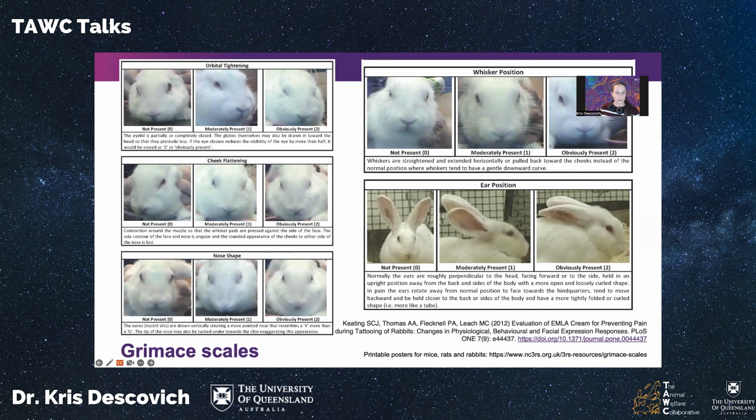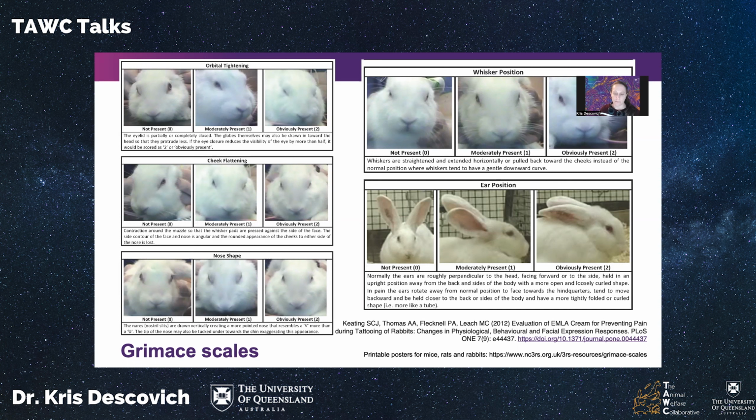Now, they're all different because they're species specific, but you can see for the rabbit grimace scale that there are 5 different indicators: eye tightening, cheek flattening, nose shape, whisker position, and ear position. And for each indicator, there are 3 intensities. One is where there is no pain evidently present. One is where it looks like it's moderately present, and one where it's obviously present. And you can see the same for each indicator.